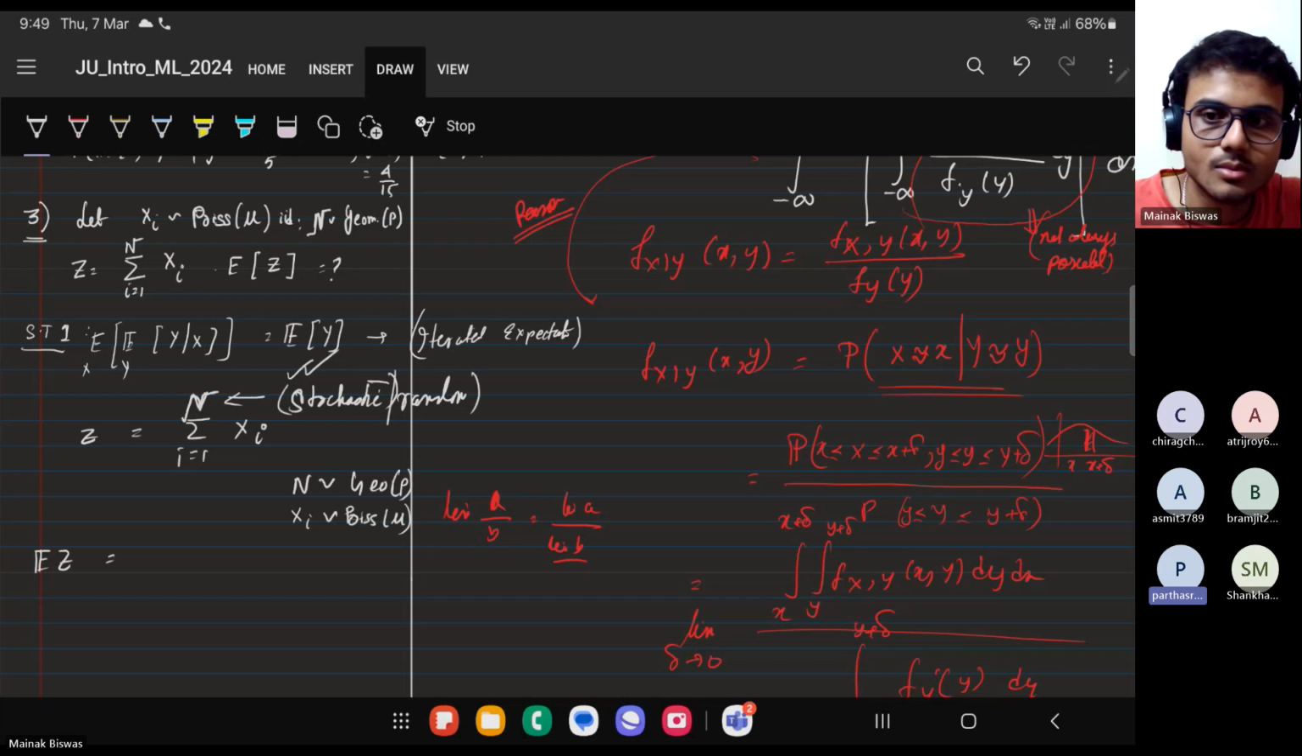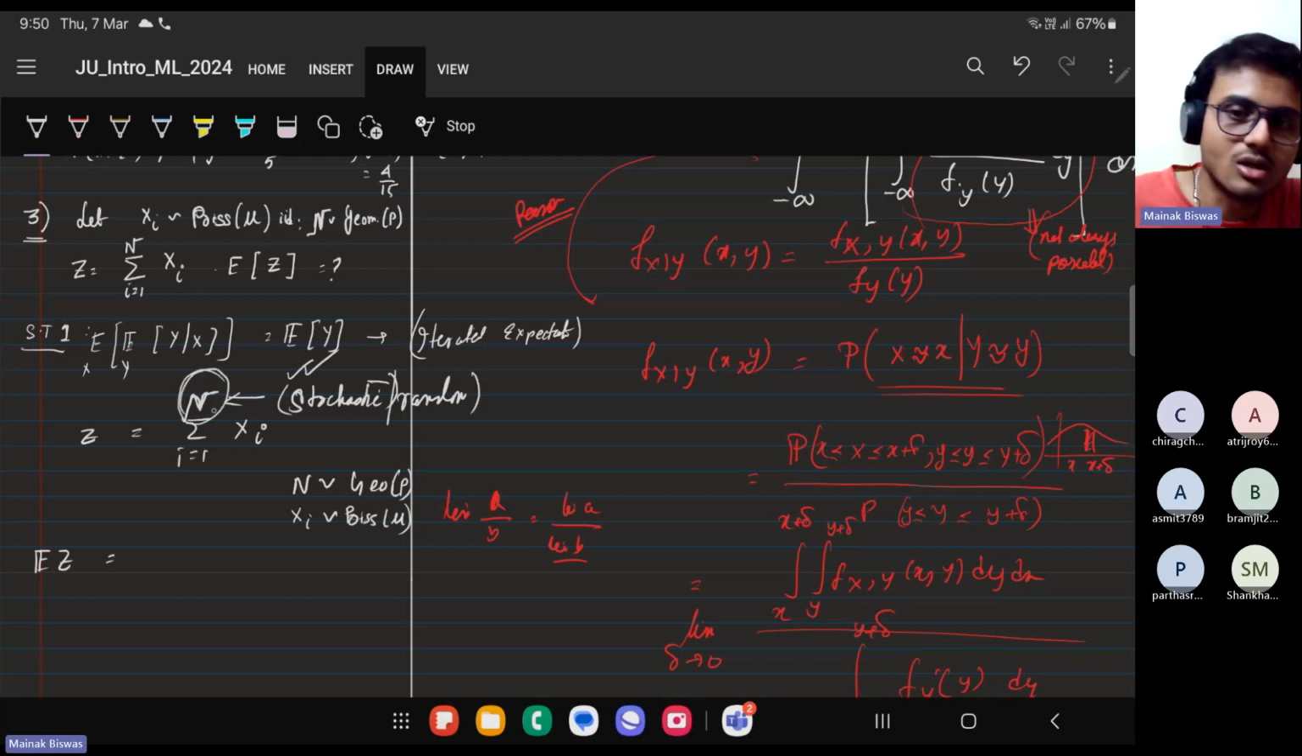Can I break it up into the sum like I did, like the indicator variable? You cannot, because n is not known. How will you know n? Expectation, linearity we can break up. But this n is stochastic. This n is not known. N is distributed according to geometric p. You can do linearity, but what will you do with n?